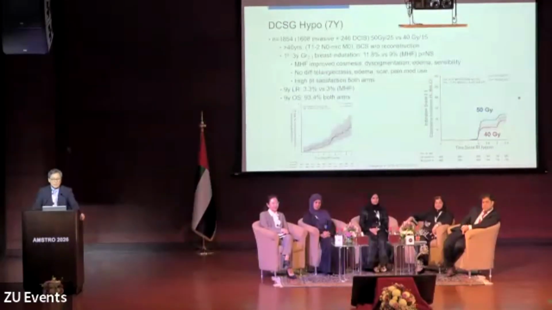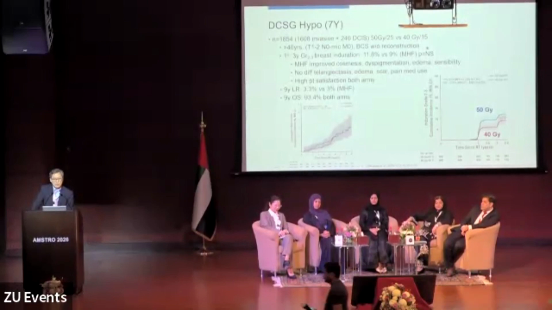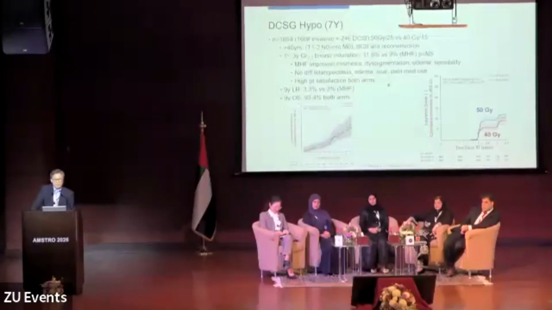They also included pure DCIS patients, comparing 40 gray versus 50 gray. Again, favorable patients, T1 to 2. They did also include micrometastasis in the lymph nodes. If the patient had reconstruction, they were not allowed on this study, but oncoplastic closure was included. The primary endpoint was 3-year grade 2 to 3 induration, and there was no difference between the two arms. And significantly, the moderately hypofractionated arm had improved cosmesis, dyspigmentation, edema, and sensibility. And the patient satisfaction was high in both arms.